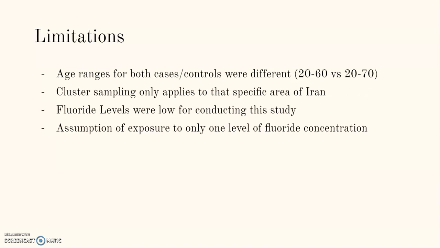There were some sources of error during the process of this study. For one, the subjects selected for the cases and control groups had different age ranges. The cases were aged from 20 to 60, while controls were aged 20 to 70 years old. And studies have shown that age makes a difference with the development of hypothyroidism. The older an individual is, the higher the risk they have for developing hypothyroidism. Therefore, this difference in age ranges can affect the results.